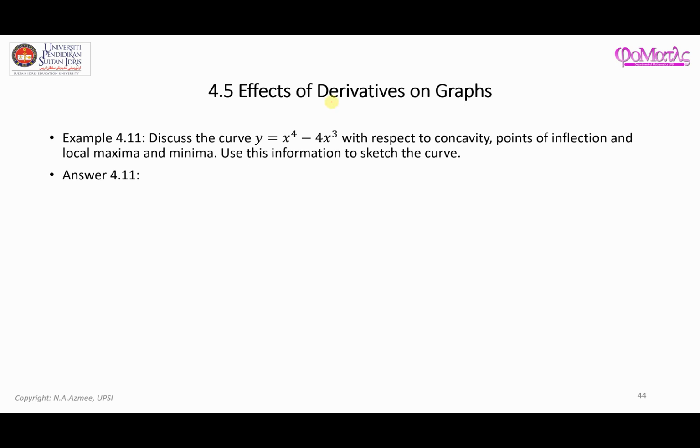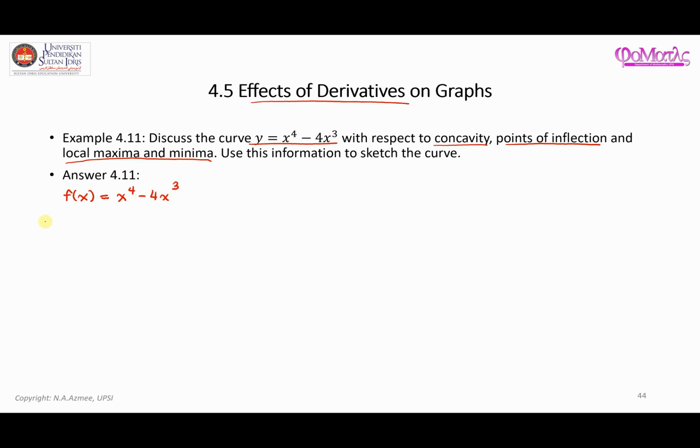In this video, I'm going to illustrate an example that combines what you have seen about the effects of the first derivative and the second derivative on graphs. For this particular example, we are going to look at this curve and discuss it with respect to concavity, points of inflection, and local maxima and minima. First, we have this function f(x) equals x to the power of 4 minus 4x cubed.